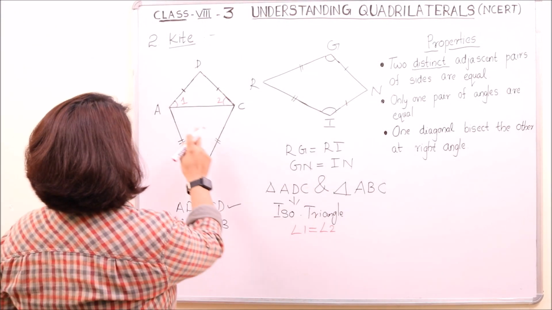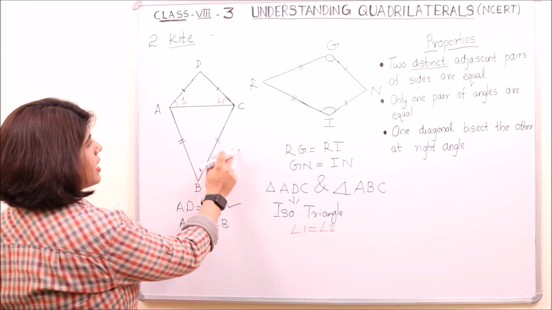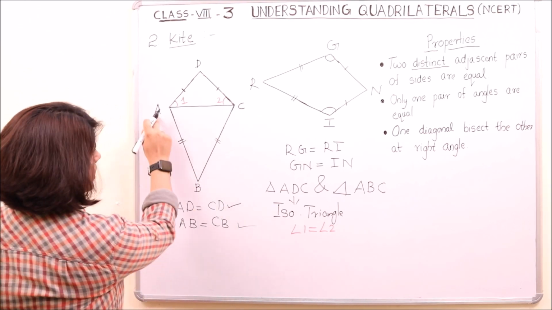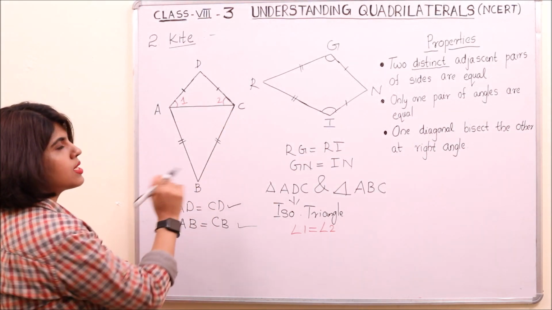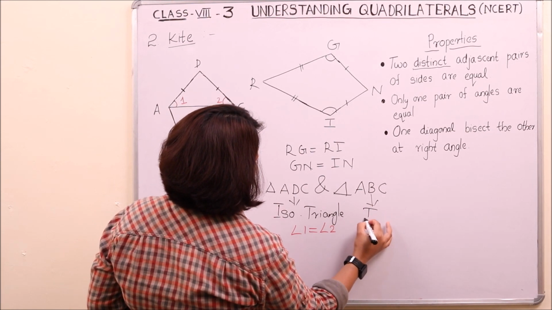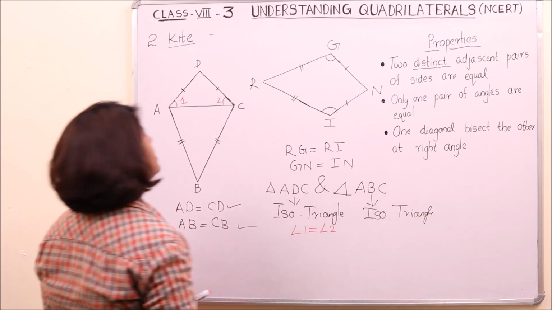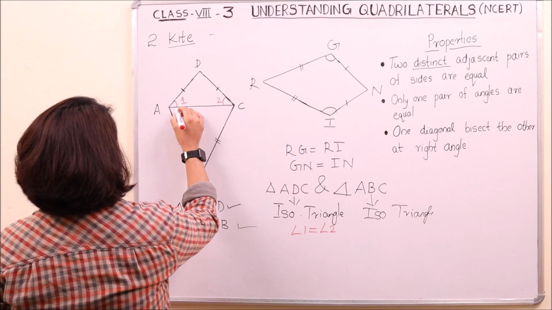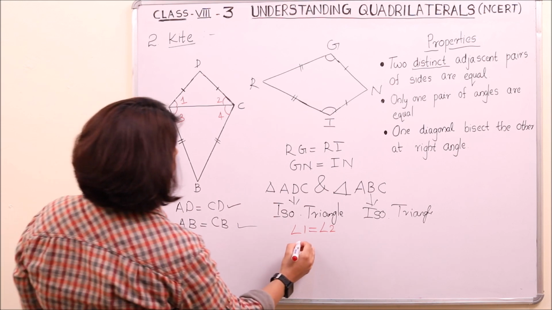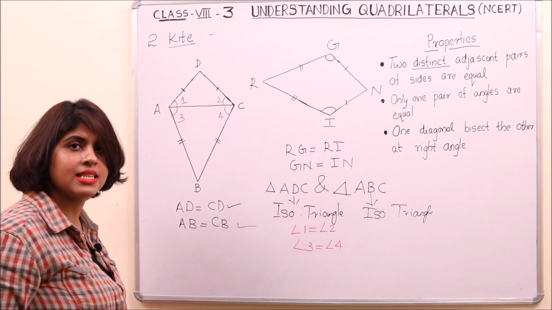Okay, and if we are considering this triangle ABC, this is also an isosceles triangle. Why? It is given that AB equal to CB. So these two sides are equal, so we can say that it is again an isosceles triangle. Right? And if we are considering its base angles as 3 and 4, then we can say angle 3 equal to angle 4, isn't it?